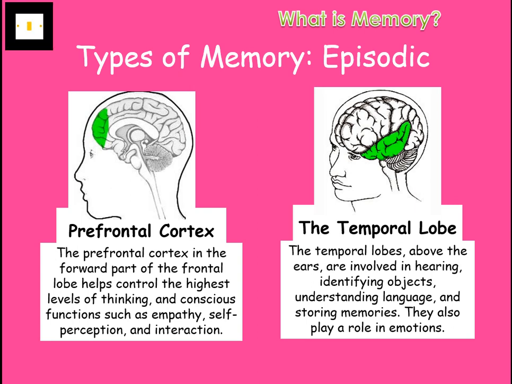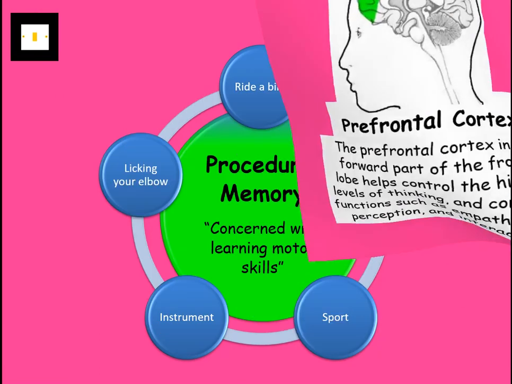The temporal lobes are involved in hearing, identifying objects, understanding language, and so on. And that's where a lot of memories would be stored, because obviously we need to be able to understand them to be able to replay them. They also play a role in emotions.